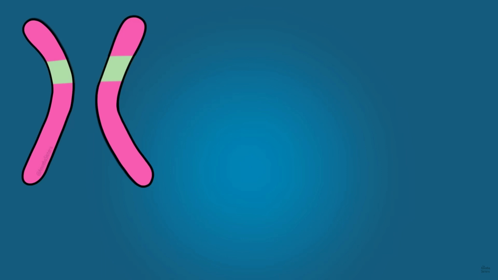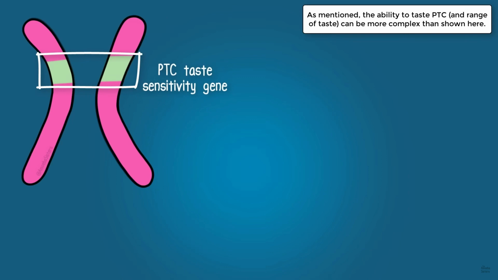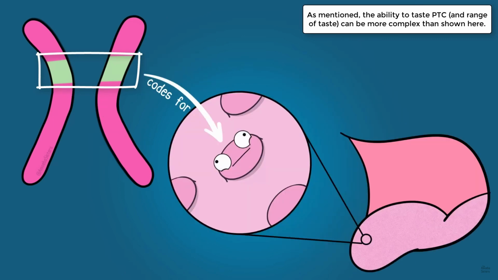So, if PTC taste sensitivity is being used as a one gene trait example, and as we mentioned, it may not be that simple, then your DNA code has a gene related to PTC taste sensitivity. Together, the two alleles you inherit, the forms of that gene, determine the trait of tasting PTC or the trait of not tasting PTC. That gene is involved with coding for taste receptors on your tongue, and the receptors you have can make a difference for whether you taste PTC or not.